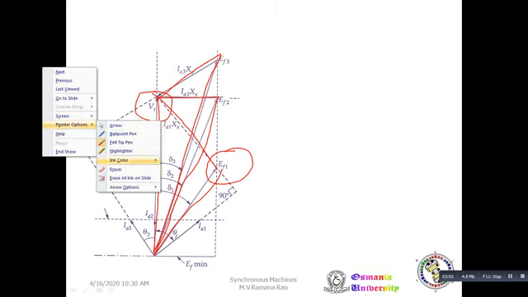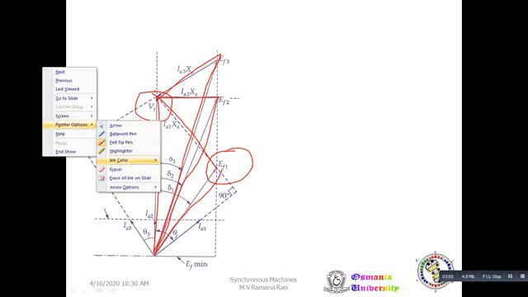Now, at a particular excitation, say EF1, VT is equal to EF1 plus IA1 XS. Now I am increasing the excitation from EF1 to EF2. When I increase the field excitation from EF1 to EF2, what happens? Observe here, IA1 XS is always, this is the basic thing, 90 degrees to the IA vector.